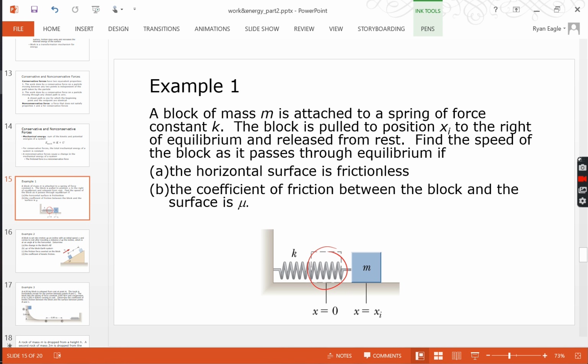So the mass is going to move past. It's not just going to stop when it gets there. It'll move past that point and oscillate back and forth. For part A, with no friction, there's nothing taking energy out of our system, so it will just oscillate back and forth like that forever. Part B, we add in friction. It would eventually slow down and stop, but we're only interested in the motion from where it's shown here to equilibrium and how fast it's going when it gets there.